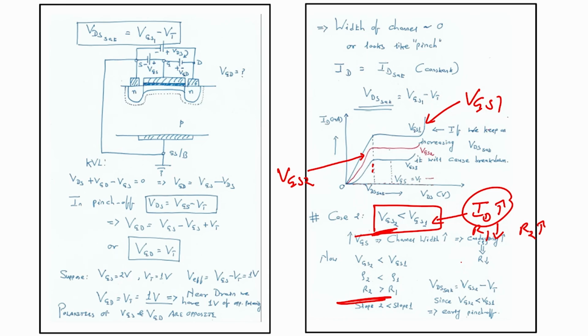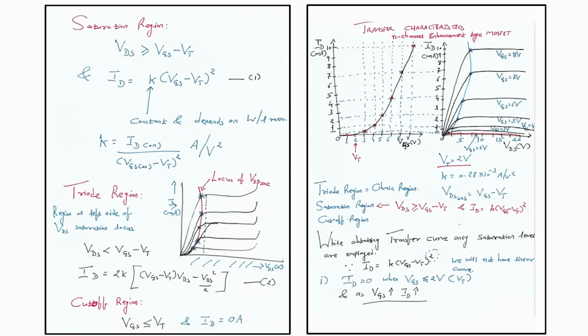You can see here from the graph also that for different values of VGS I have different values of current, right. Since VGS2 is less than VGS1, what will happen? Early pinch off. So, you can see here my pinch off happens early compared to VGS1, right. Now, what is the saturation region? When my VDS is extremely high, greater than VGS minus VT, and my ID equals K times VGS minus VT whole squared, then what will I have?